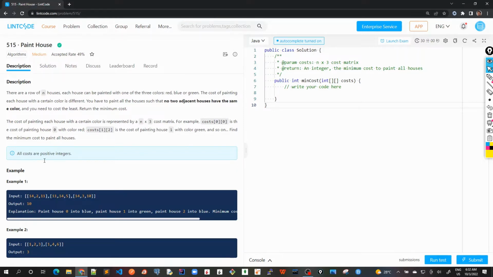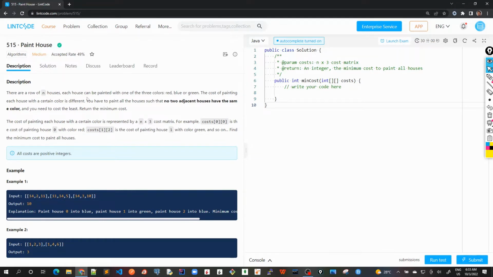So we are given a row of n houses. For example, here in the input, there are three houses given. We can see that there are three sub arrays inside this array, which represent three houses. So there is a row of n houses. Each house can be painted with one of the three colors: red, blue, or green. For example, this represents the cost for red, this is for blue, and this is for green. And these three are parameters for one house.